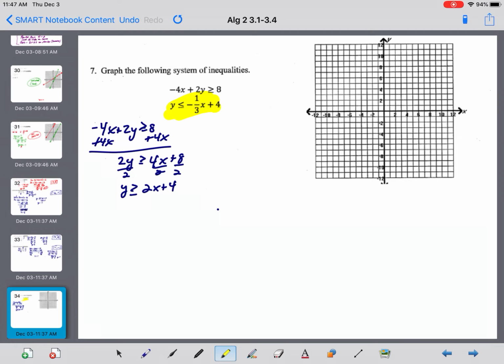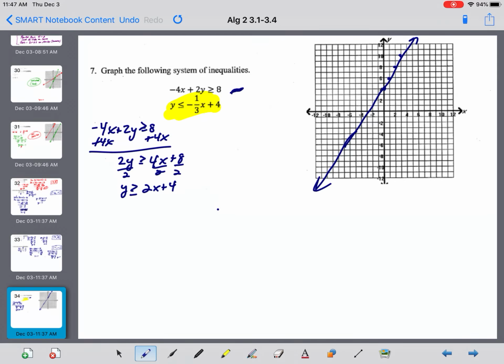So the second equation here, we don't have to do any changing to because it's already in slope-intercept form. But the first inequality, we're going to go up to 4 and then a slope of 2, up 2 over 1, up 2 over 1, up 2 over 1. Both of these are solid because they have the equal to bars. So this is the first one.